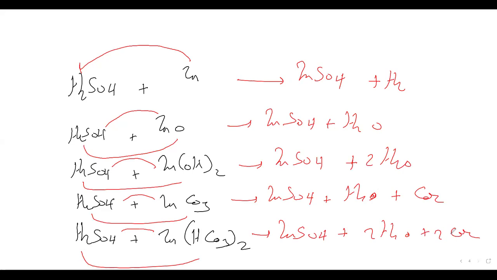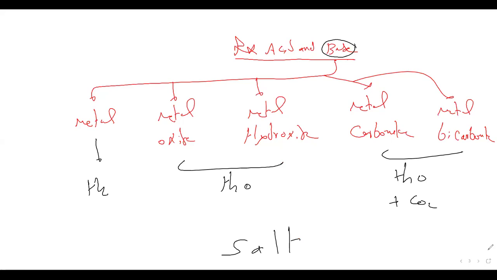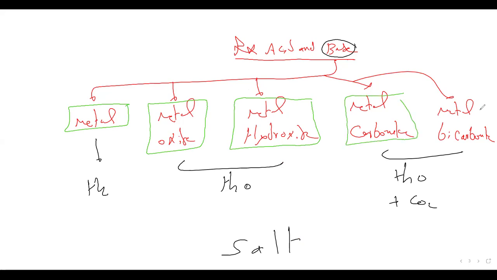Again, reactions between acid and base. The base is considered as metal, metal oxide, metal hydroxide, metal carbonate, metal bicarbonate. Acid with a metal forms salt and hydrogen. All of them will produce salt. Metal oxide or hydroxide gives salt and water. Metal carbonate and bicarbonate give salt, water, carbon dioxide.